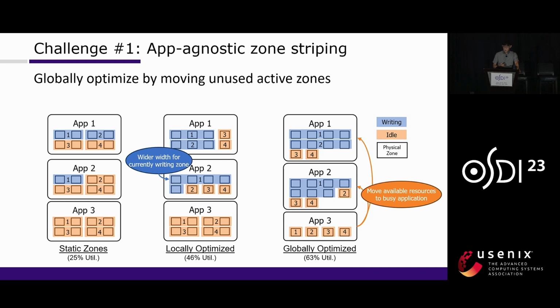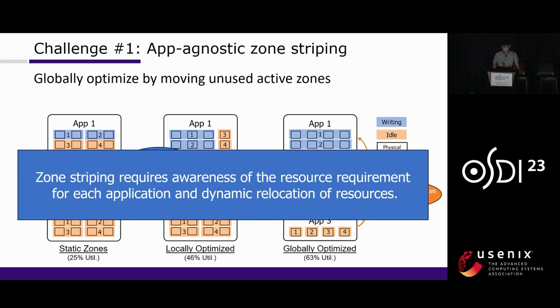However, achieving device-level optimization requires a global view, as shown on the right side of the figure. In this case, since application 3 is either idle or read-only, physical active resources can be reallocated to others, and other applications can further increase the width, improving the utilization to 63%. As shown in this example, effective zone striping requires awareness of the number of logical active zones required for each application and dynamic relocation of physical resources to maximize device utilization.